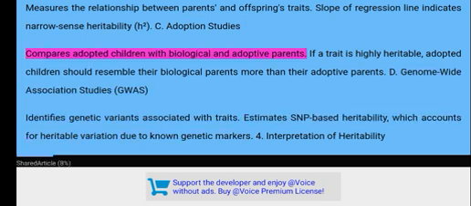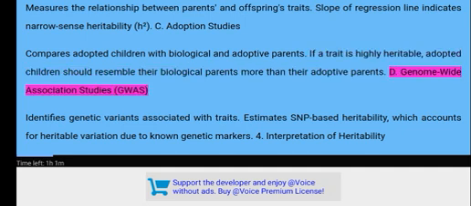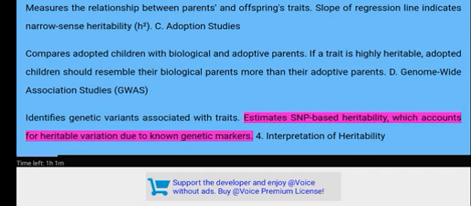Estimates SNP-based heritability, which accounts for heritable variation due to known genetic markers.